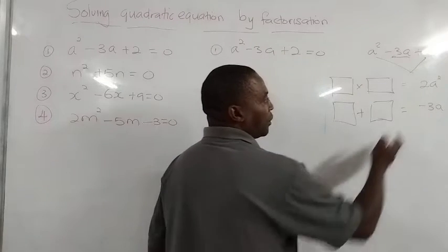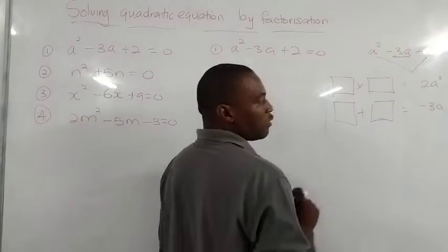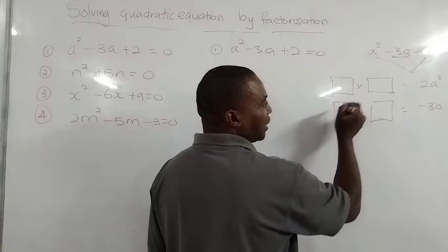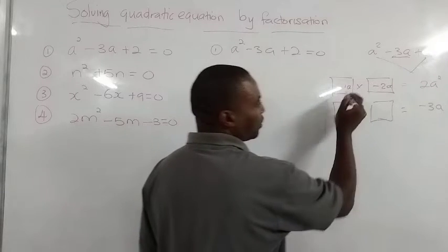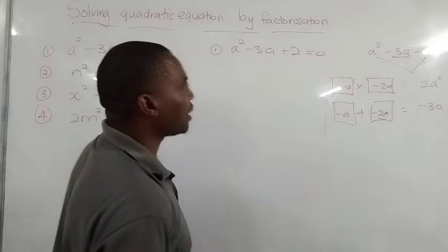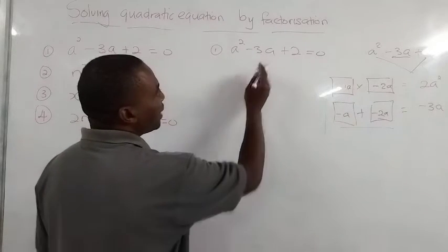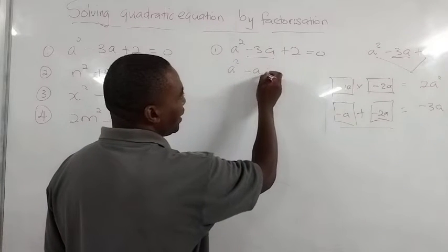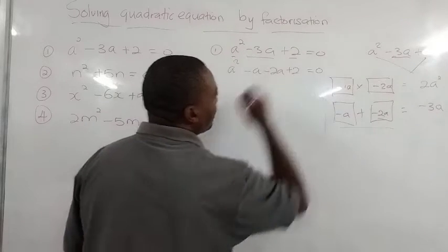So we can just consider the numbers. We need 2 numbers that multiply to give 2. If we add them, we get negative 3. So that should tell you, in terms of numbers, it's negative 1 and negative 2, and then we just put the a, so negative a and negative 2a. Now we replace the middle term by these terms. So basically we are saying this is a squared, this term we replace it with minus a minus 2a plus the 2, which is equal to 0.